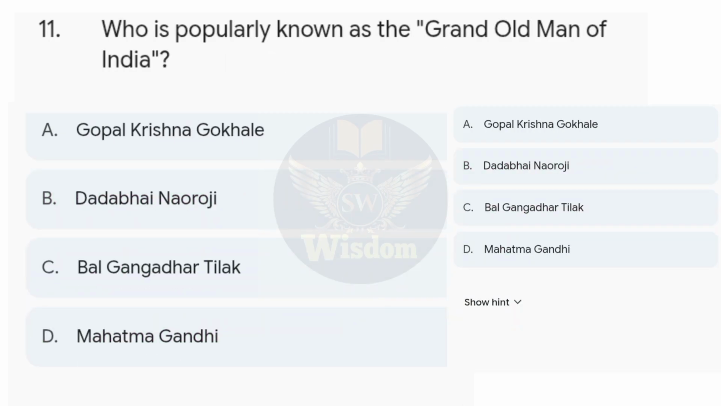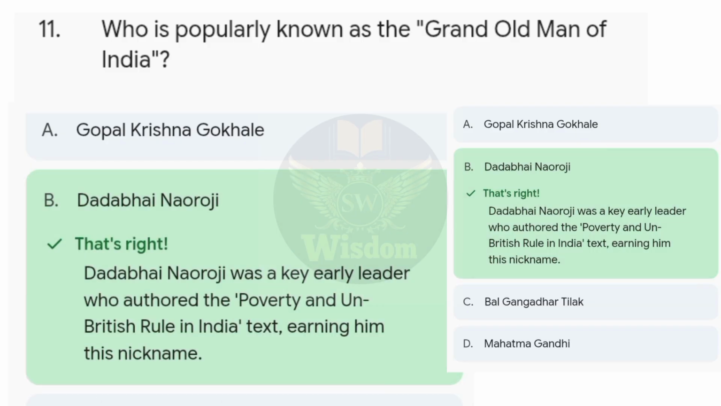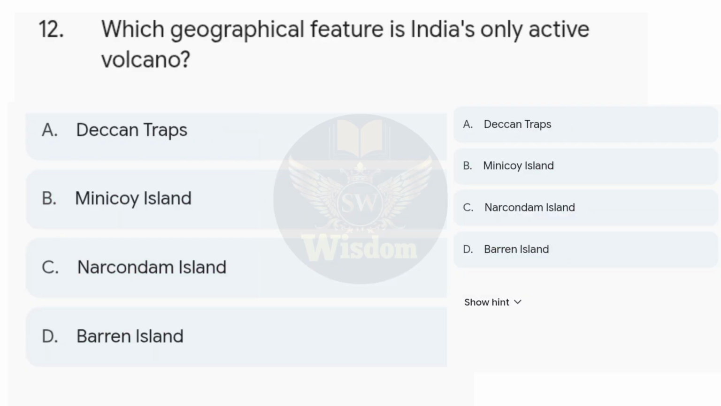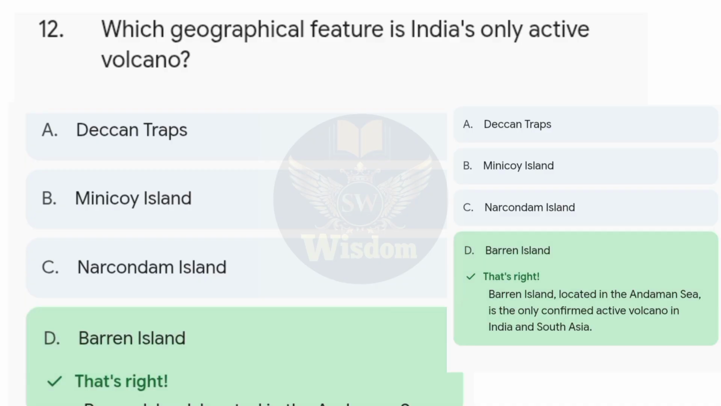Next question. Who is popularly known as the Grand Old Man of India? The correct answer is option B, Dadabhai Naoroji. Next question. Which geographical feature is India's only active volcano? The correct answer is option D, Barren Island.